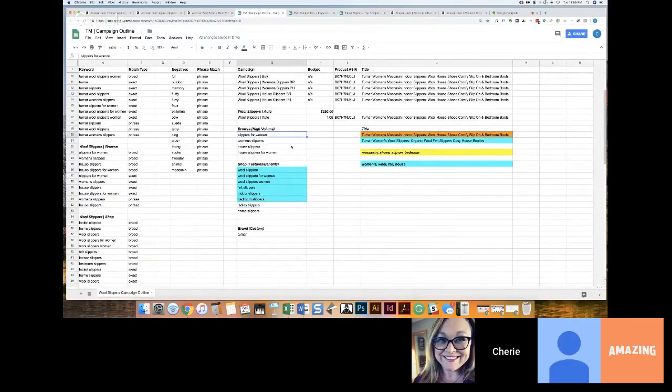Up here is my browse. Once again, just slippers for women, house slippers. These are definitely house slippers. They are not an indoor-outdoor style; they're just an indoor style. So my house slippers are probably going to be my highest converter, at least in my guesstimate.